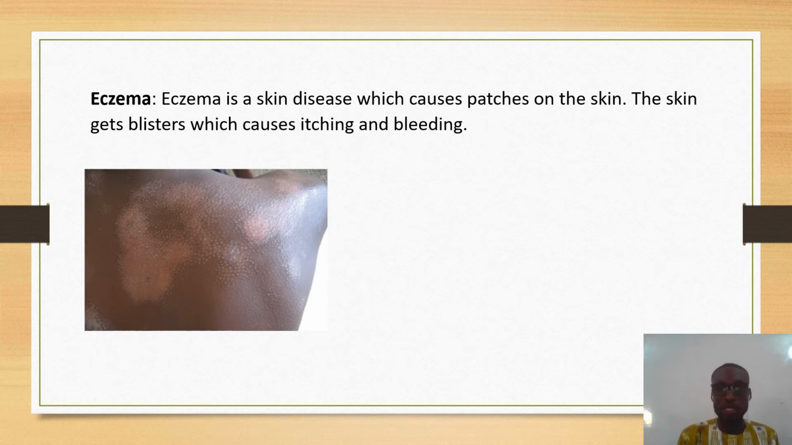Let's take a look at another skin disease. We have eczema. Eczema is a skin disease which causes patches on the skin. The skin gets blisters which cause itching and bleeding. You can see in the picture there how eczema looks. That is another skin disease.